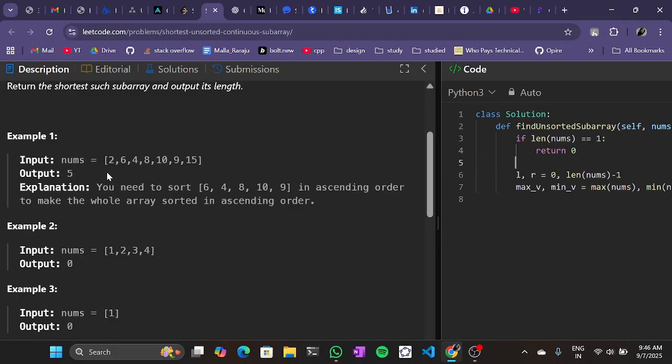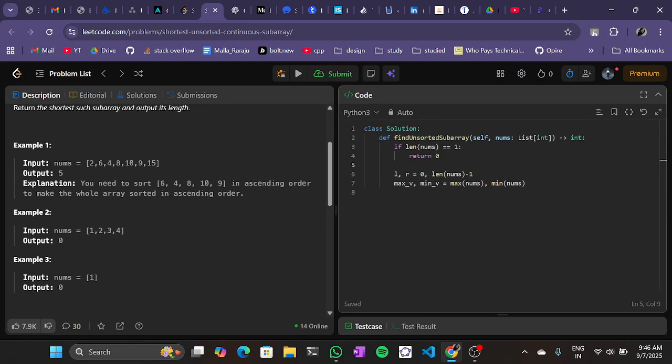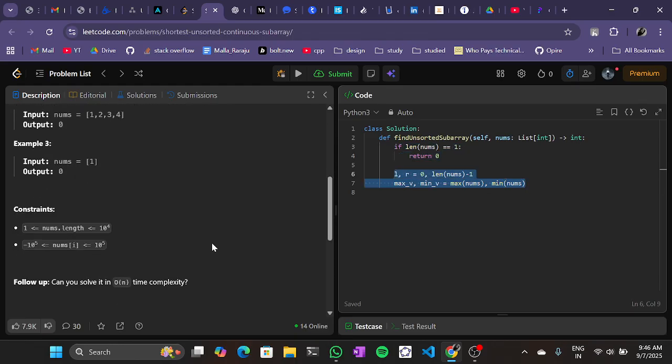I have an idea. We can do one thing simply. The length will be 10, to the power of 4, right?